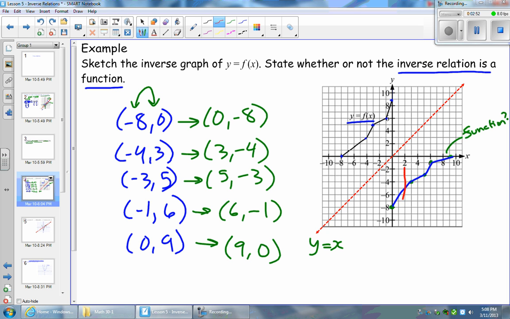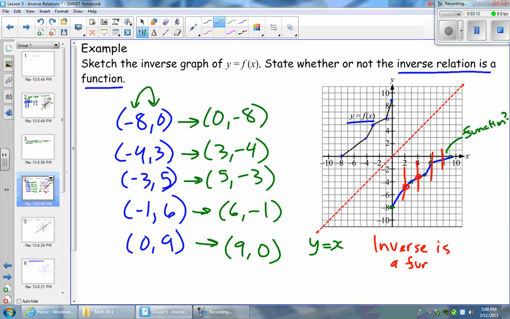So if I draw vertical lines intersecting this function or this relation here, you could tell that it's only crossing at one point. Okay, so therefore it passes the vertical line test. So therefore the inverse is a function.